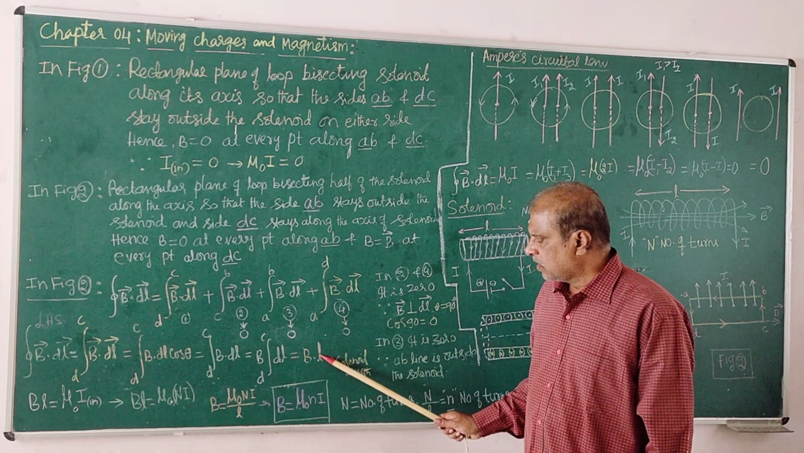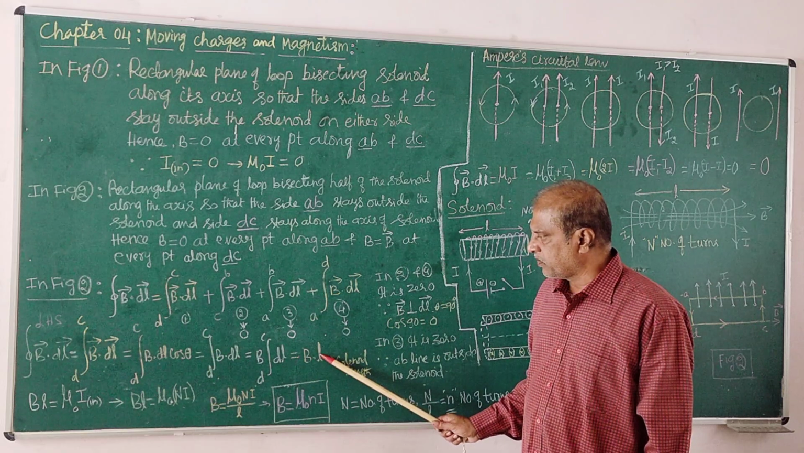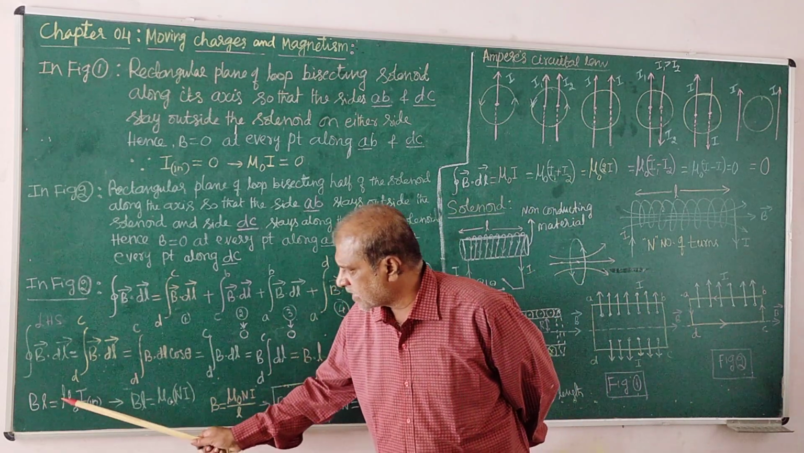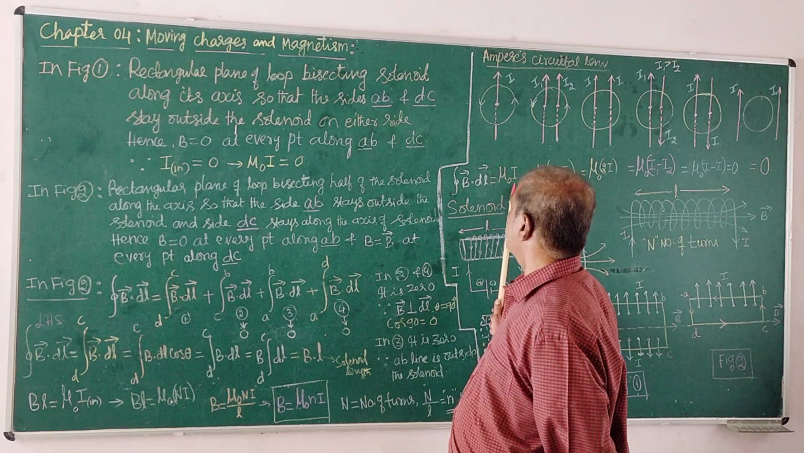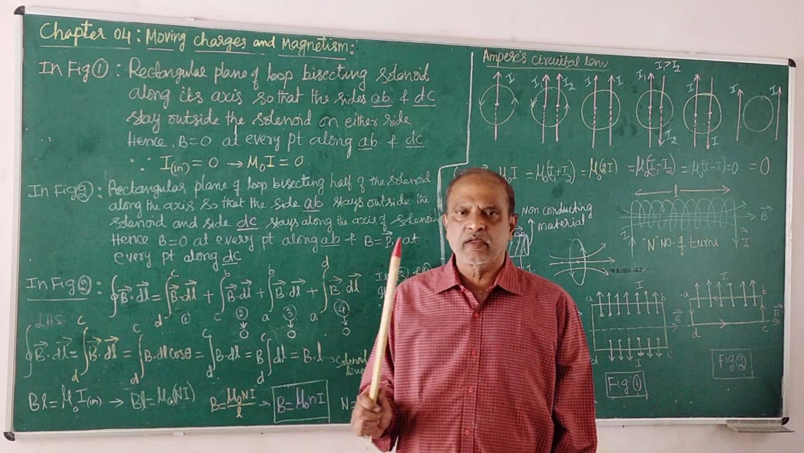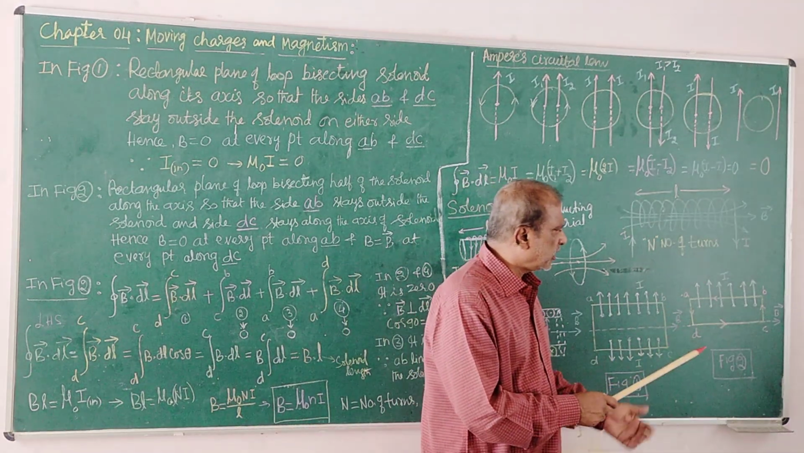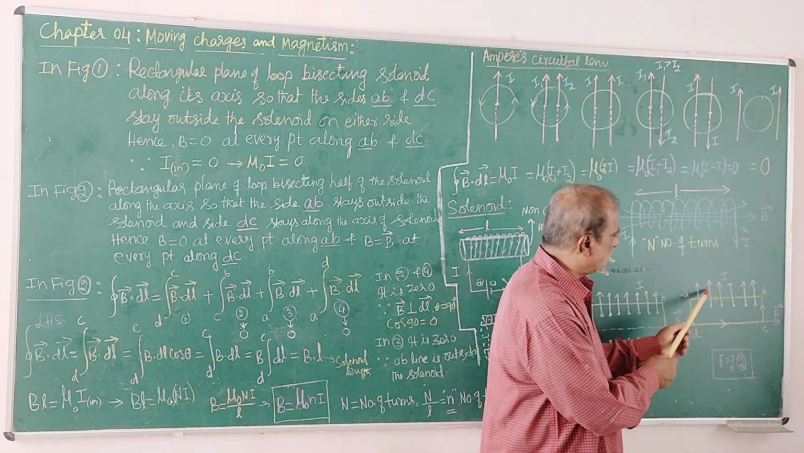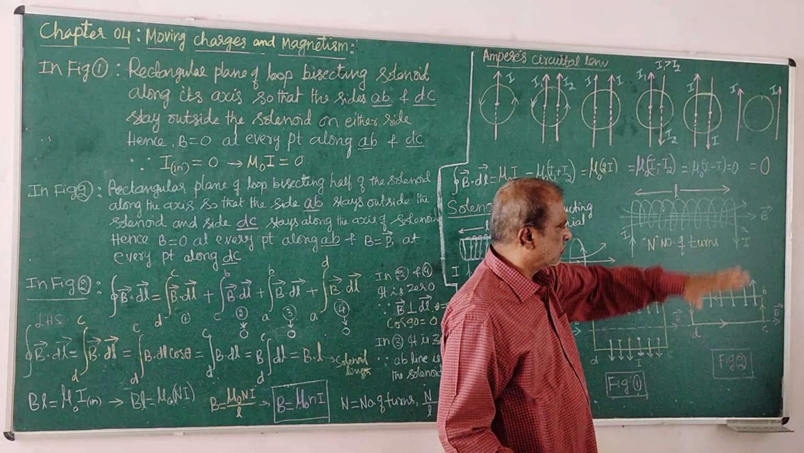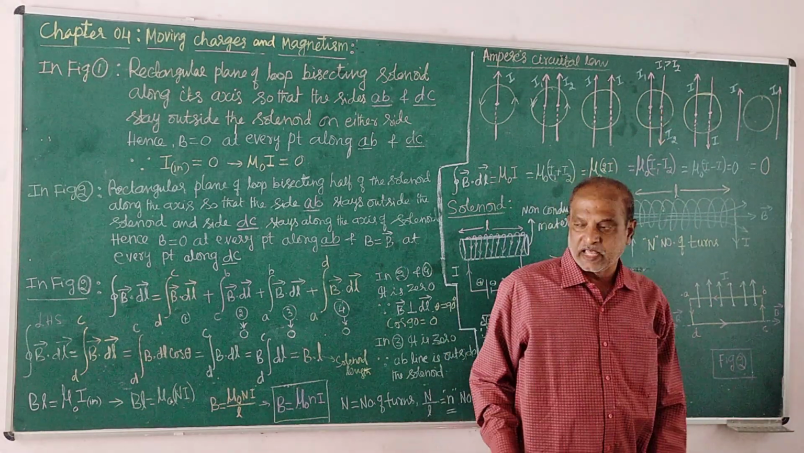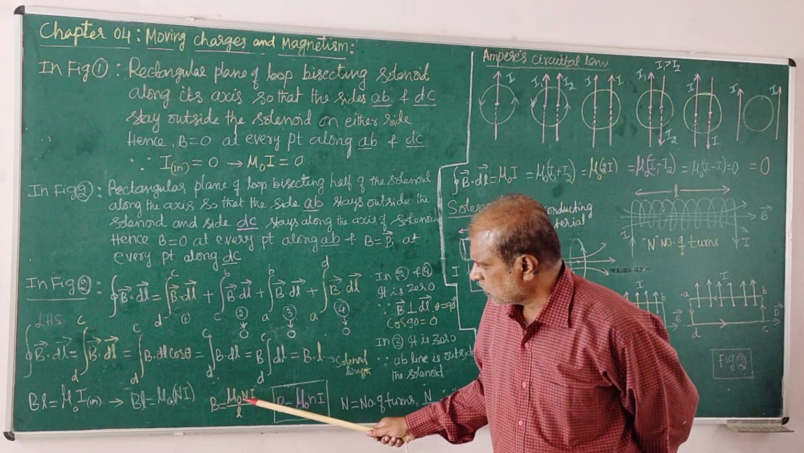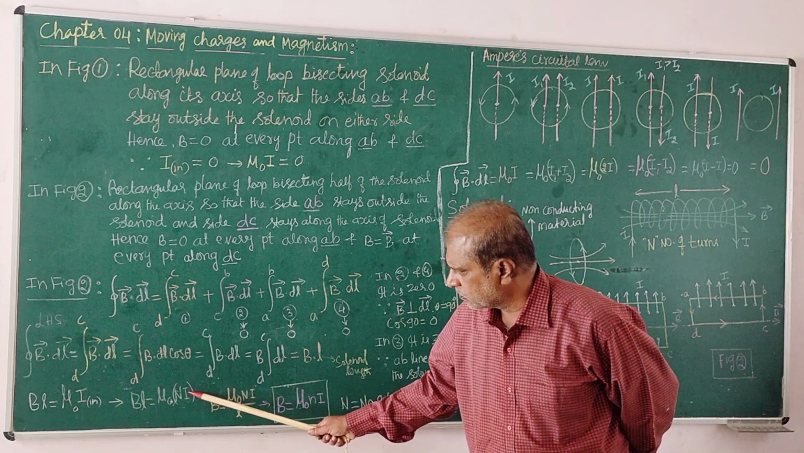B into L is the right hand side of Ampere's circuital law. The left hand side is mu naught into I, but here the current is not simply I. There are so many lines, N number of turns. Total current passing through the plane is N into I.